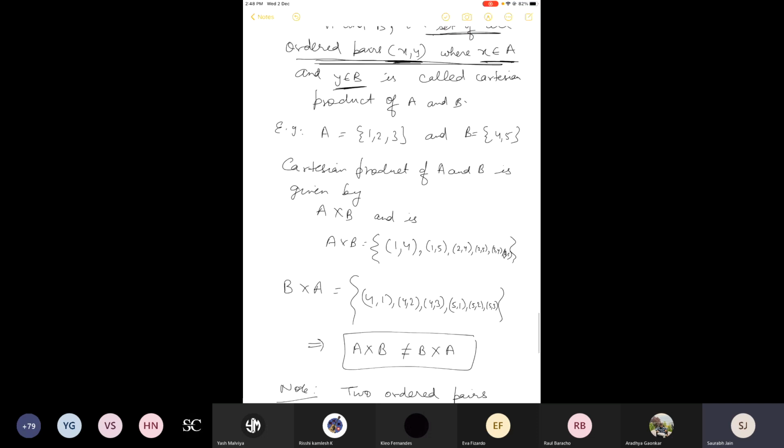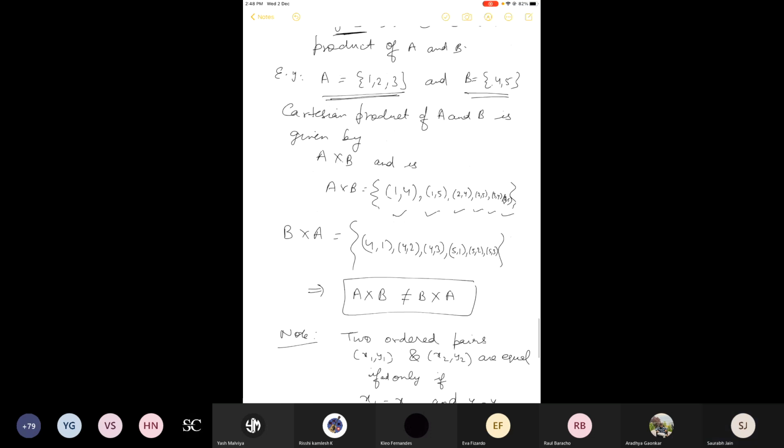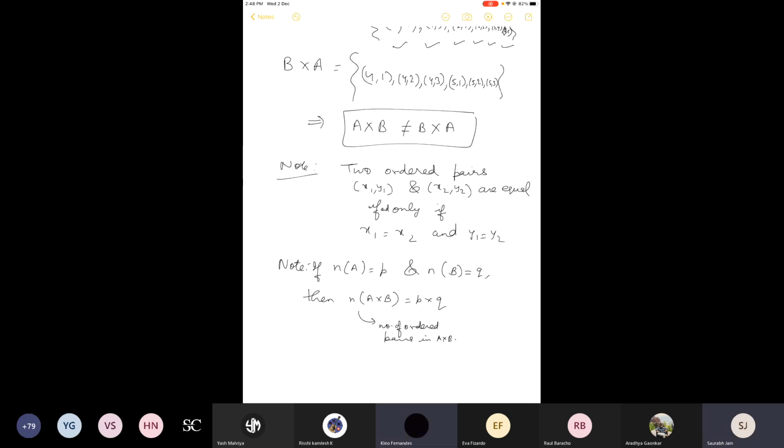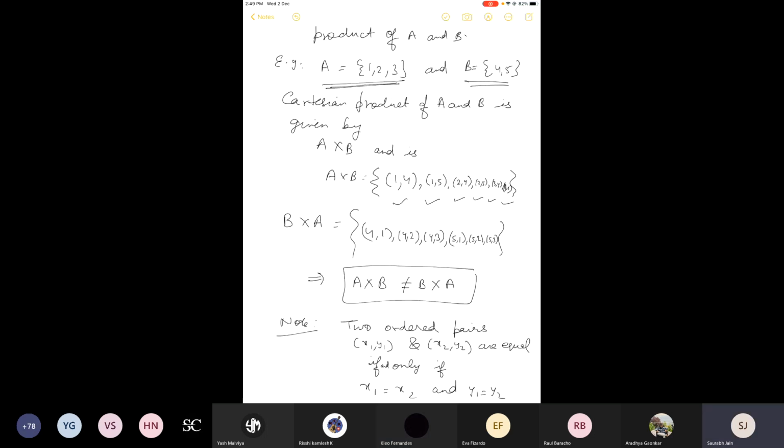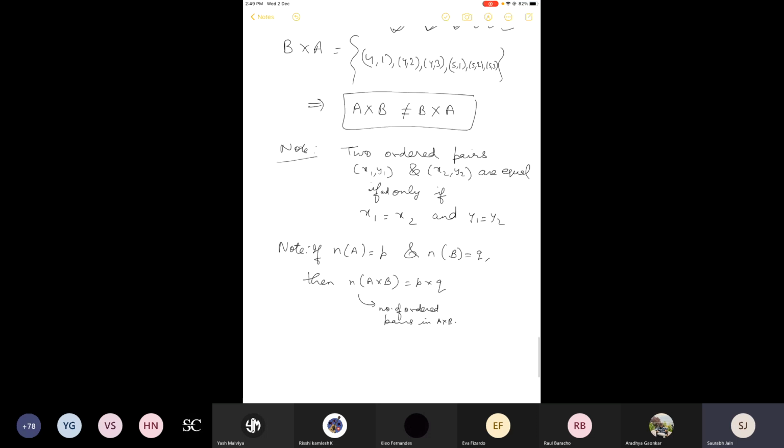See this first example. First set has 3 elements, n(A) is 3. Second set has 2 elements, n(B) is 2. So n(A cross B) should have 6 pairs. 1, 2, 3, 4, 5, 6. Okay, this is the formula. In A cross B, you will get the pairs, no? You will not get the elements, you will get these pairs. 1, 4, 1, 5, 2, 4, like this. Okay. Number of ordered pairs.